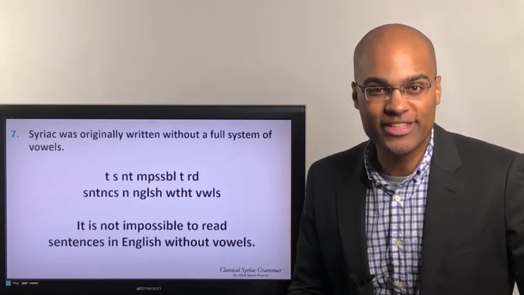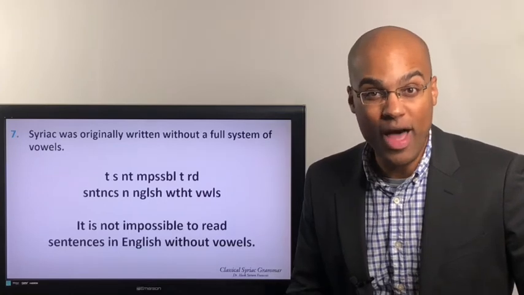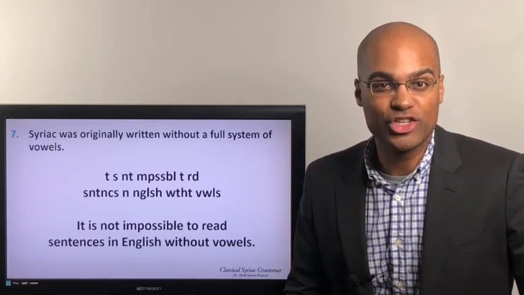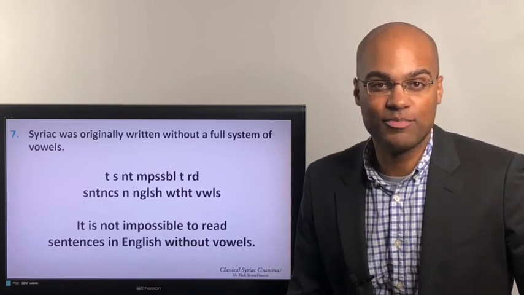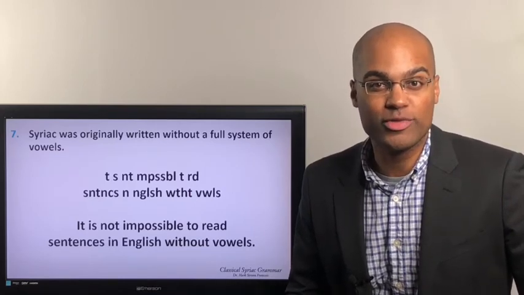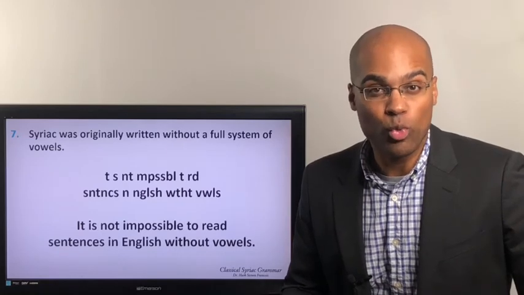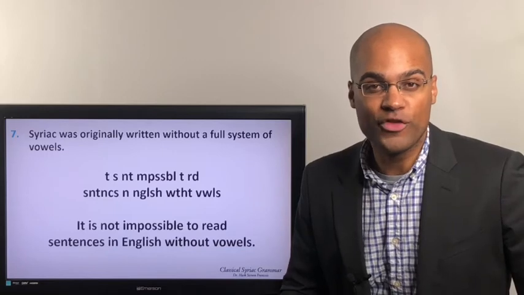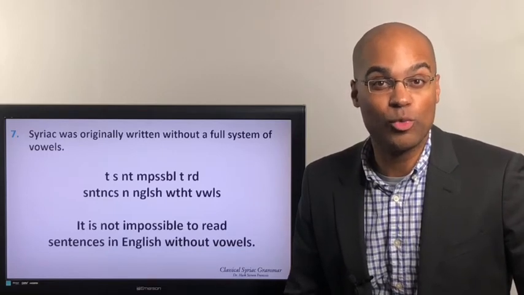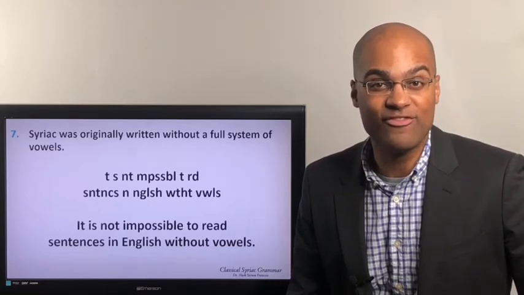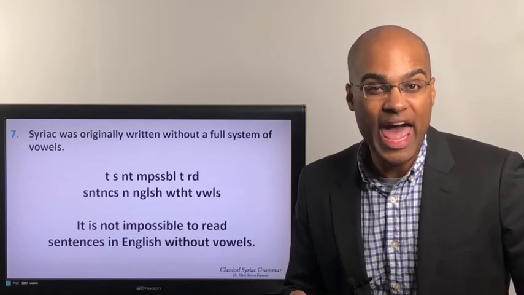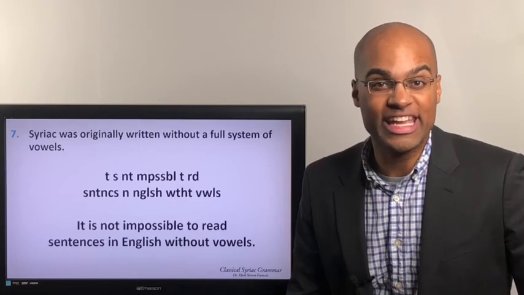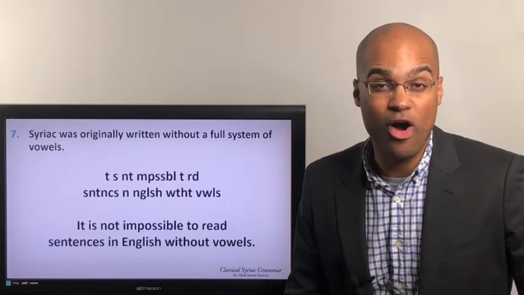You can see, of course, that it's very important to know English well to be able to insert the vowels properly. The exact same thing is true when it comes to Classical Syriac. Classical Syriac was originally written without a full system of vowels. There were two letters that could be used in some instances to represent vowels, but for the most part, Classical Syriac was written without a full system to represent vowels. So that meant that you would have to know Classical Syriac very well to be able to insert the vowels into the consonantal text as you are reading it.